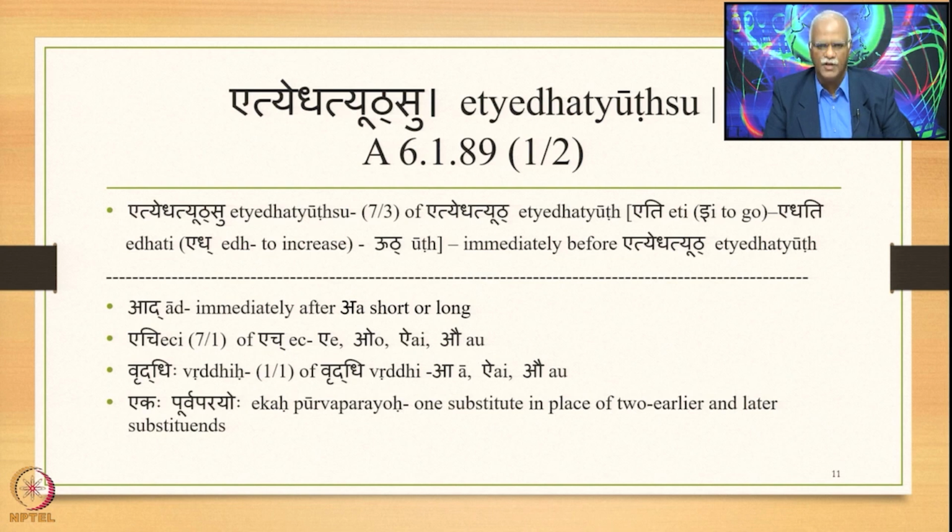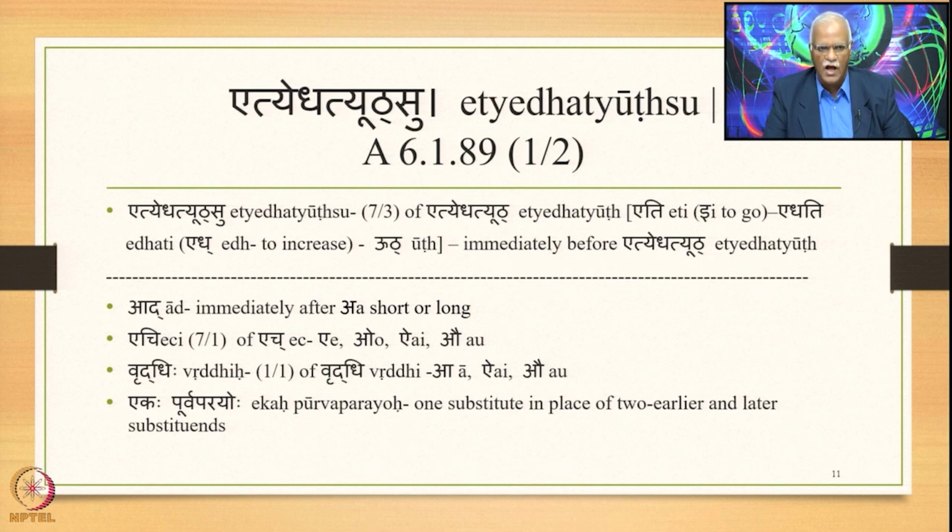This has got three components: eti, which is the verbal form of the verbal root e, to go; edhati, which is the mention of the verbal root edh, and this is the stylistic expression within the Ashtadhyayi. Any verbal root is mentioned in this particular fashion, eti as well as edhati. And then finally ut. So ete dhatyutsu means immediately before eti, edhati and ut.